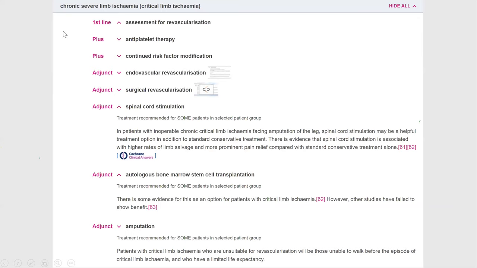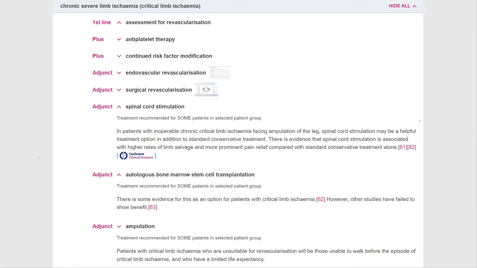Okay, so if you have critical limb ischemia, how will you deal with it? The first line is assessment for revascularization because this is critical. Okay, spinal claudication? Yes, of course. Yes, Dr. Taha. Arterial claudication is a symptom of artery stenosis. Spinal claudication is a symptom of pain due to compression on the nerves of the spinal cord due to stenosis.